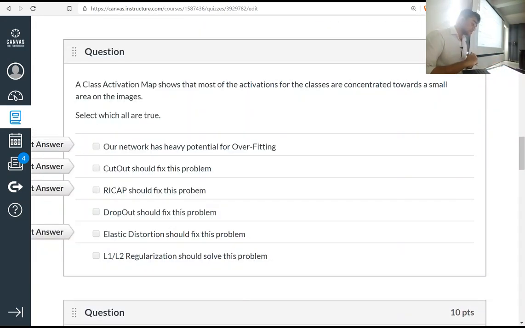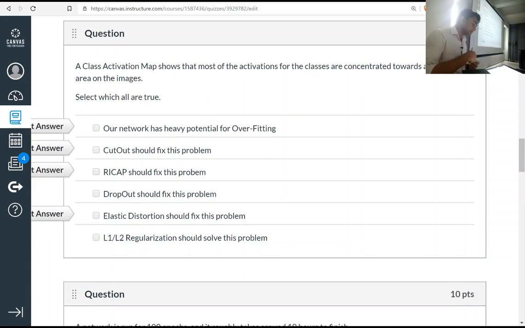Okay, a class activation map shows most of the activation for the classes are concentrated towards a small area in the image. Select which are true. Our network has a heavy potential for overfitting. What is a class activation map? It kind of highlights the part where the network is looking. GradCAM, the one implemented, if you have implemented. Yeah, it might be seeing only some part which is present in the training data.